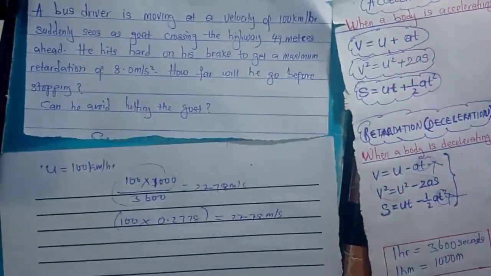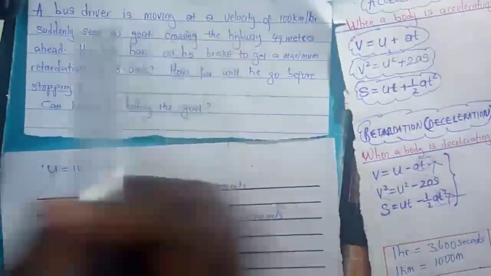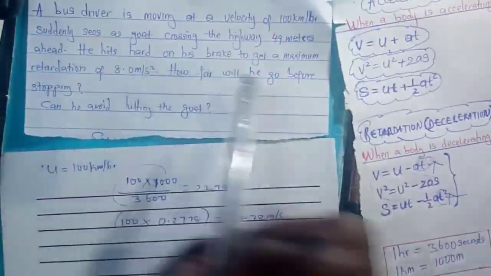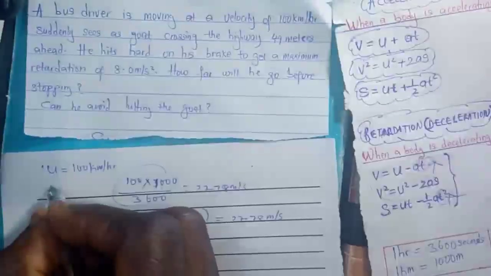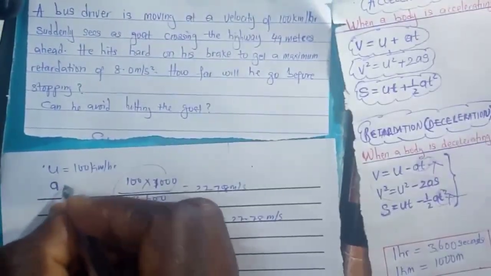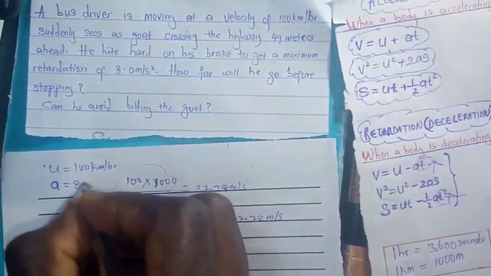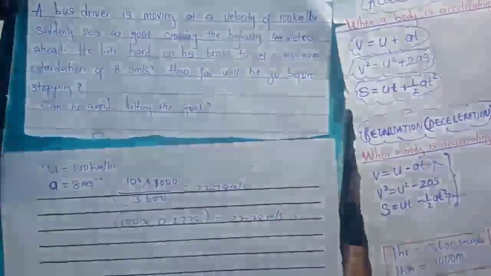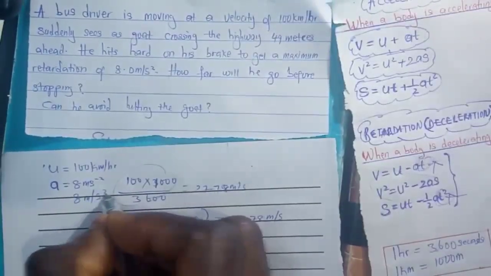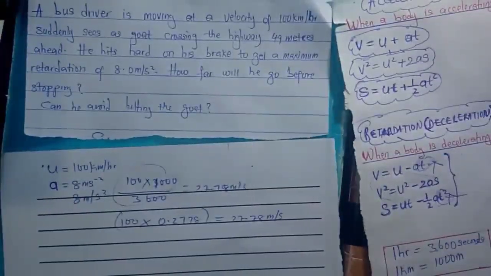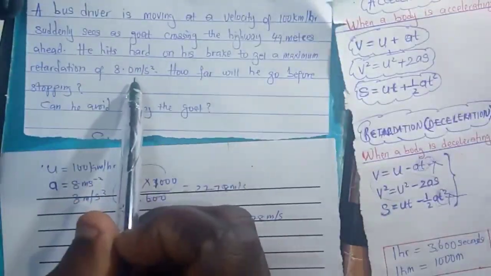Alright, let's proceed. Now, he suddenly sees a goat crossing the highway 49 meters ahead. He hits hard on his brake to get a maximum retardation of 8 meters per second square. Here we are dealing with retardation, and we denote that with a. Retardation is 8 meters per second square.